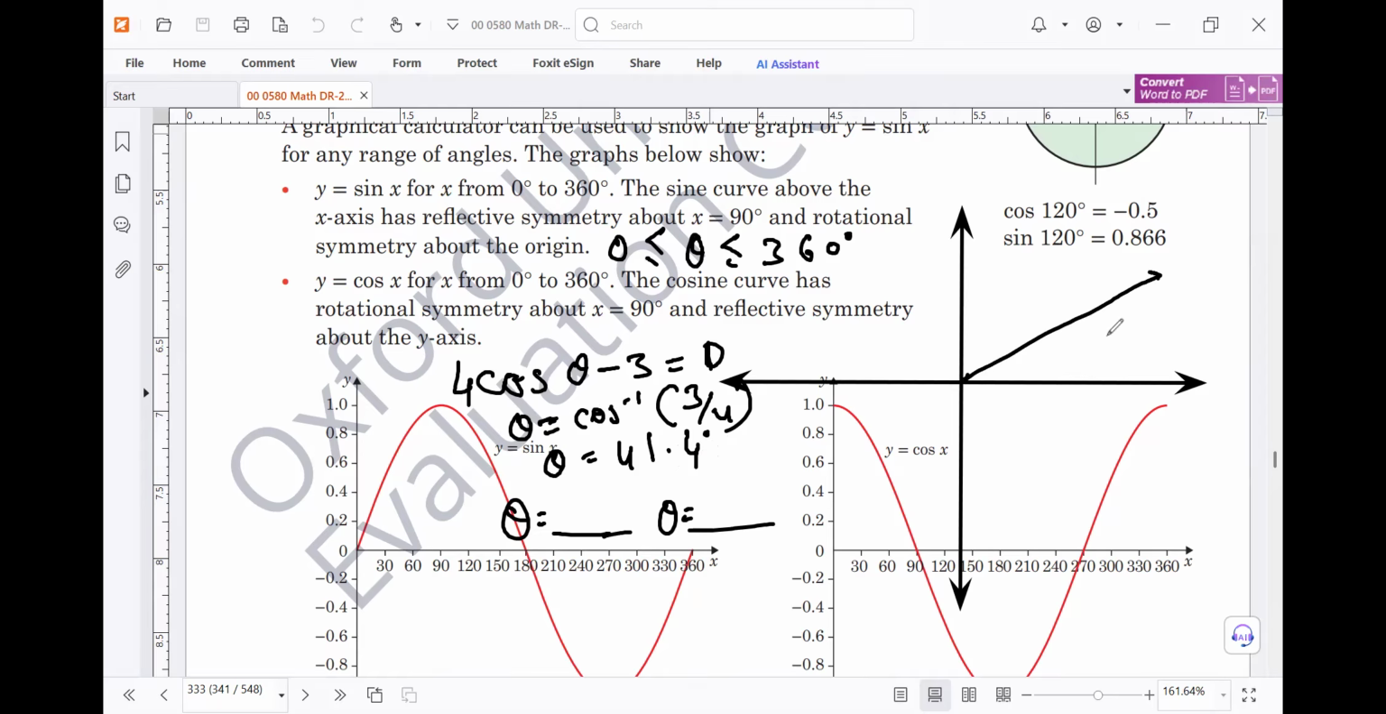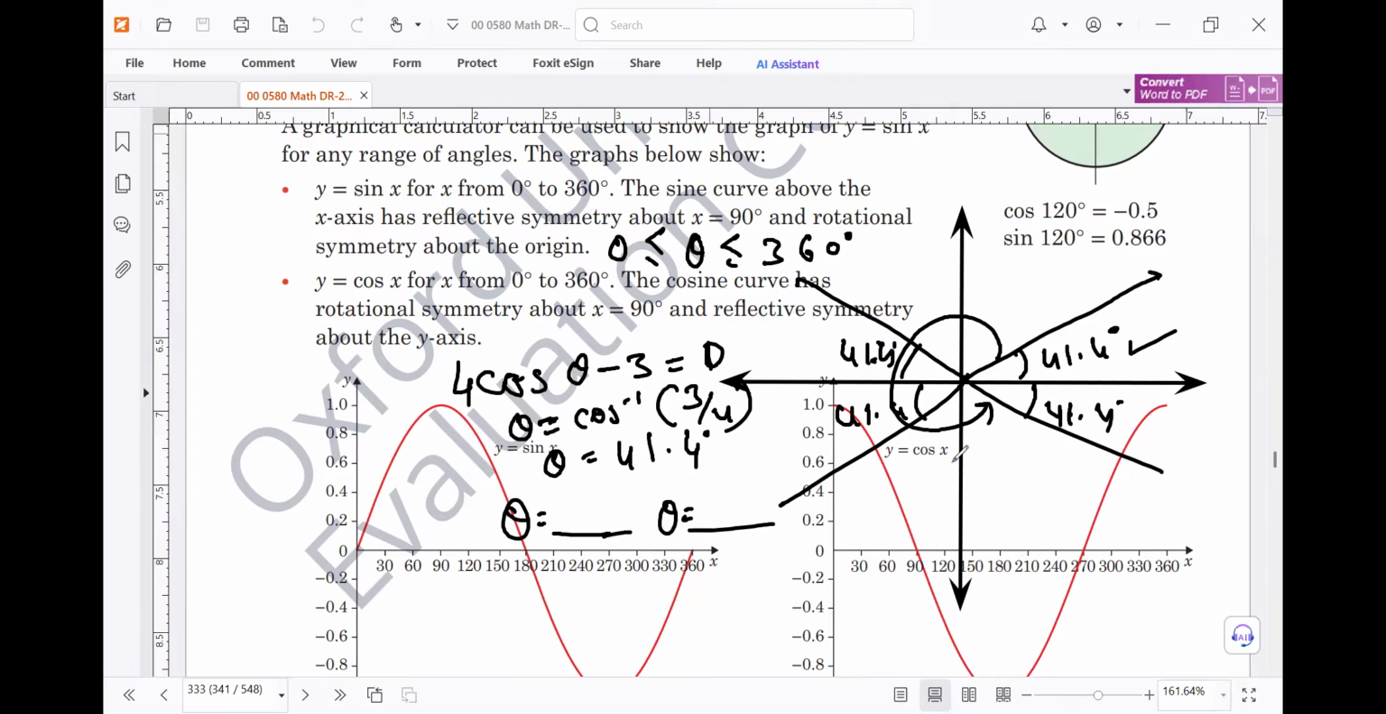Here this is 41.4, right? Now you know 41.4 will be here, and 41.4 will be here. It is a positive value, correct? So one you already got. The second you will get in the 4th quadrant, correct? So it is 360 minus 41.4, right? So it will be 318.6 degrees, right? Check this.